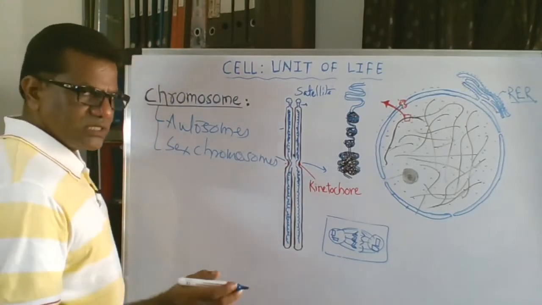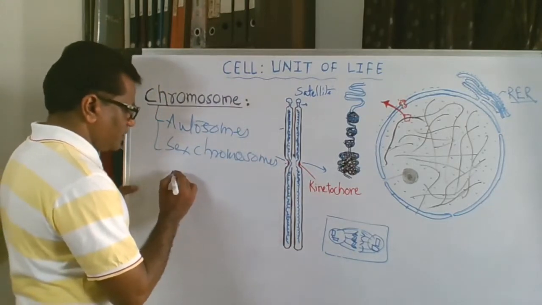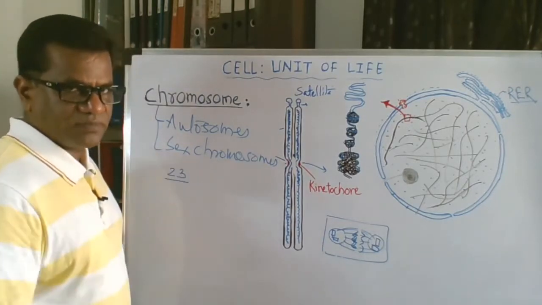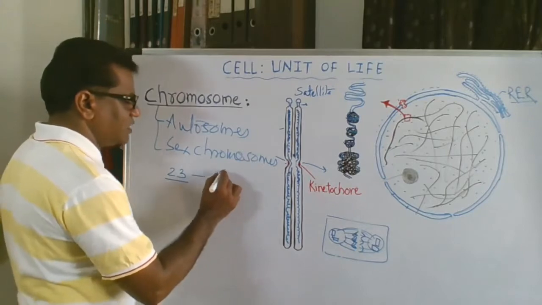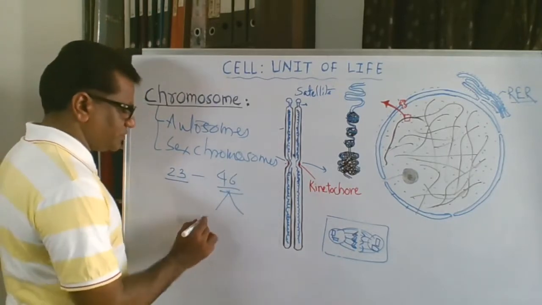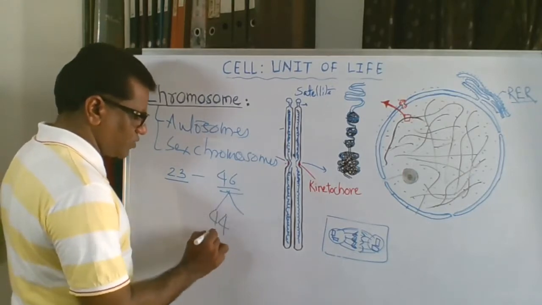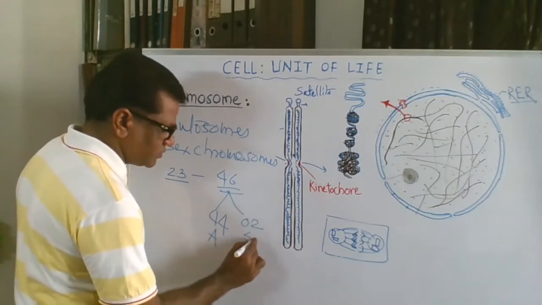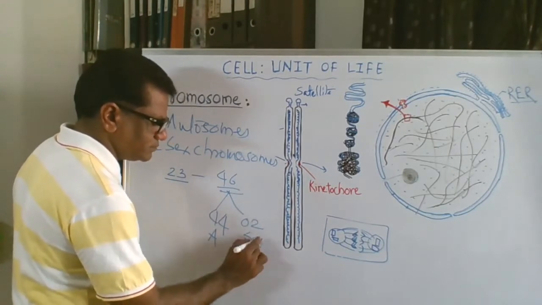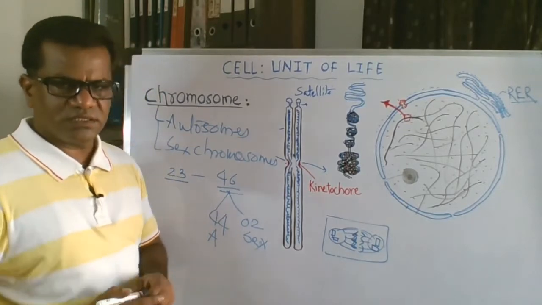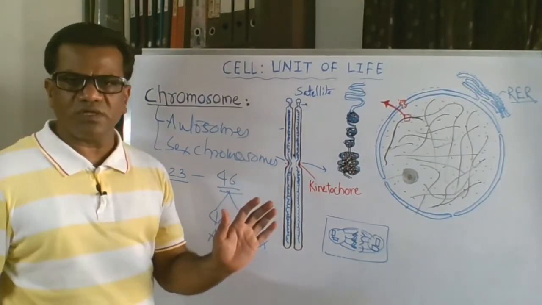Now, as we have discussed, 23 pairs of chromosomes are present in human beings, which means 46 chromosomes. Out of 46 chromosomes, 44 are autosomes and 2 are sex chromosomes. I already said, this categorization is based on their function.